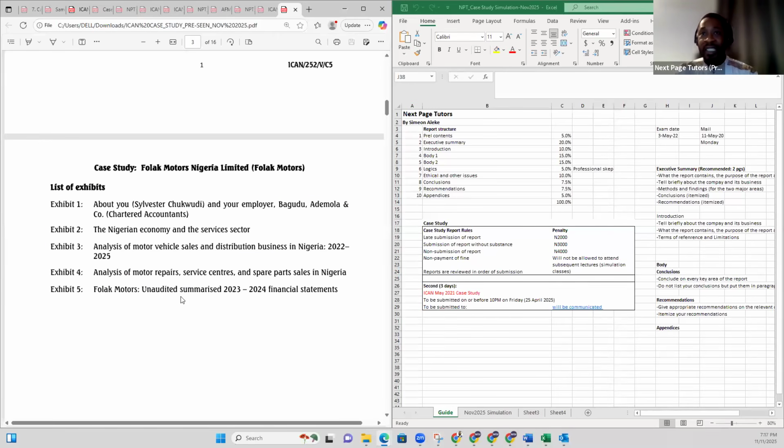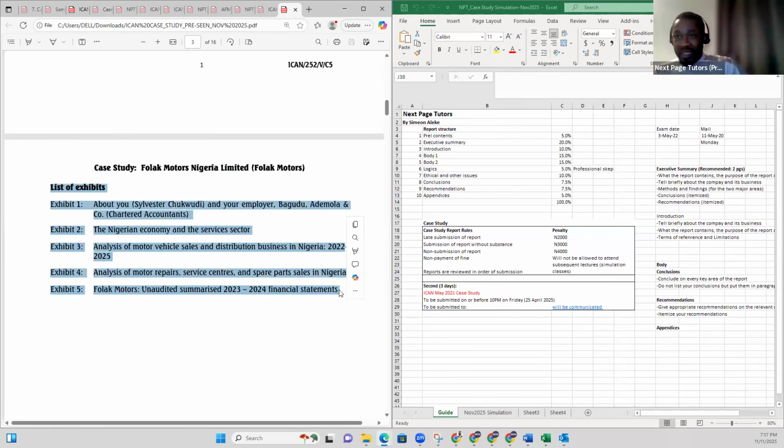And then the most important thing now is the fact that you've been provided with information about a company called Folak Motors Nigeria Limited. Folak Motors now. And you're given exhibit from exhibit 1 to exhibit 5, which is what we want to walk through to understand and break this information into understandable form in a way that we will be able to simulate appropriately.